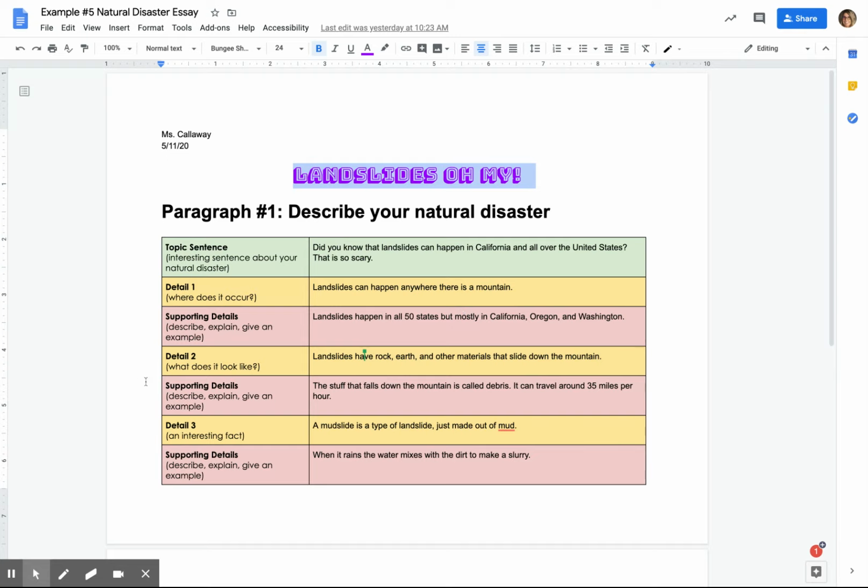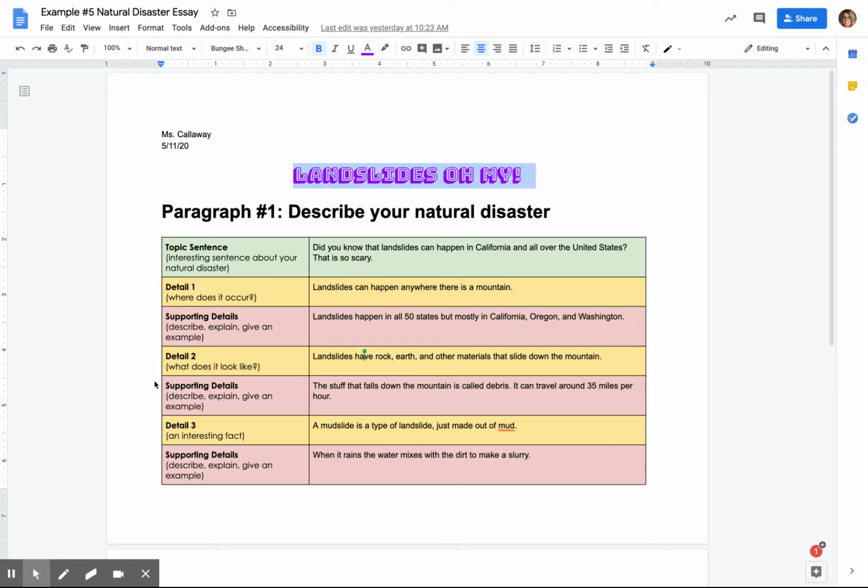Detail 2, what does it look like? Well, landslides have rock, earth, and other materials that slide down the mountain. Now I'm going to add some more supporting details for that. Well, the stuff that falls down the mountain is called debris. It can travel around 35 miles per hour.